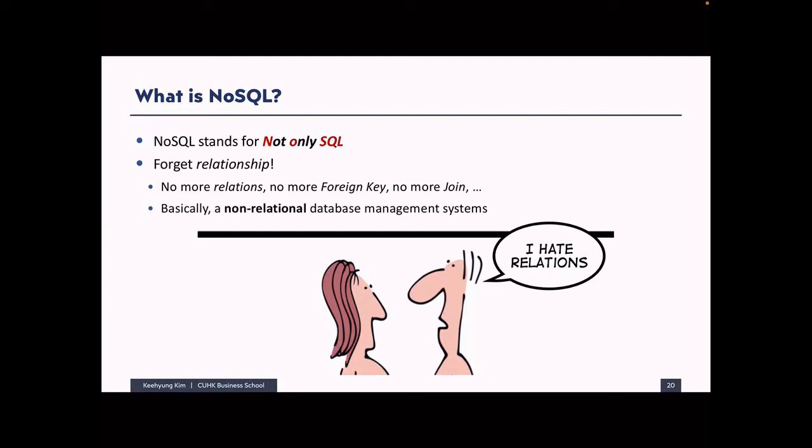So what is NoSQL? I mentioned this in the first slide, in the first week. NoSQL stands for not only SQL. Traditionally we use SQL, relational databases, but there is more than that. In NoSQL, you can forget the relationship. We don't care much about relationships. There's no more relation, no more foreign key, no more join. We don't use any of this in NoSQL. So basically, it's a non-relational database management system.